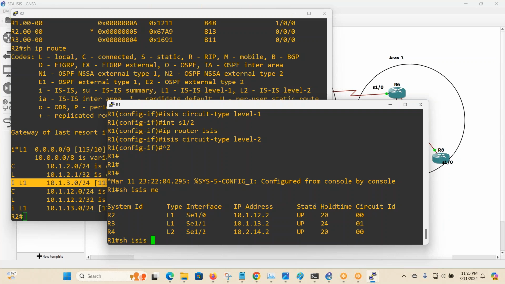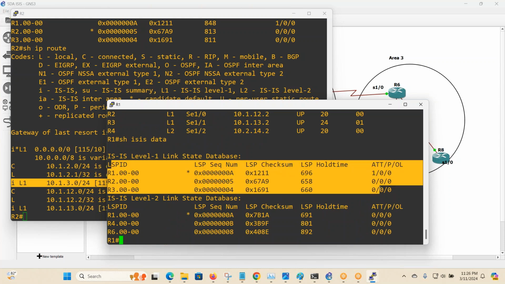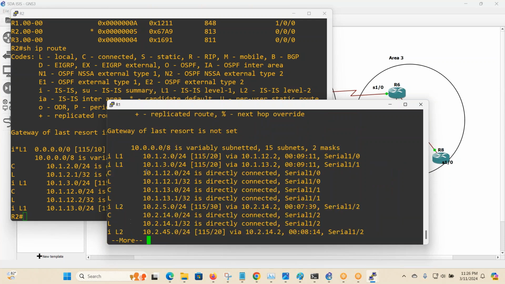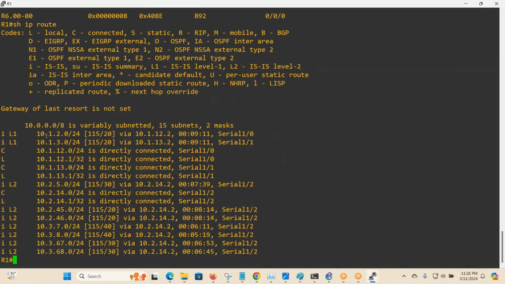Show ISIS database. So we have separate databases for intra-area routing and inter-area routing. For intra-area routing, we have 1, 2, 3. For inter-area routing we have 1, 4, 6. So if we use show IP route, now you cannot see any default route here because it has all L2 routes. This router is not injecting any L2 routes into that area, that's why it is advertising the default route.